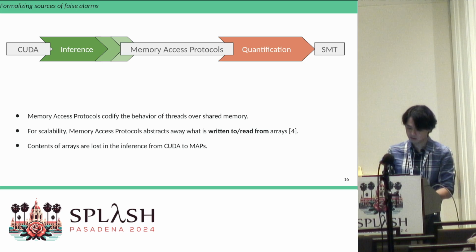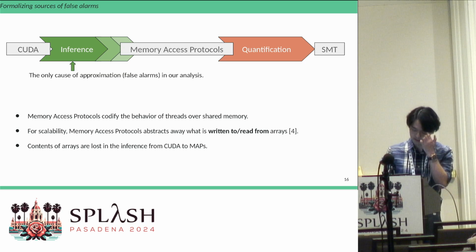For scalability, memory access protocols abstract away what is written to and read from arrays. So the contents of arrays are lost during that inference process from CUDA to MAPs. And it is that inference that causes the approximation in our analysis, leading to false alarms.